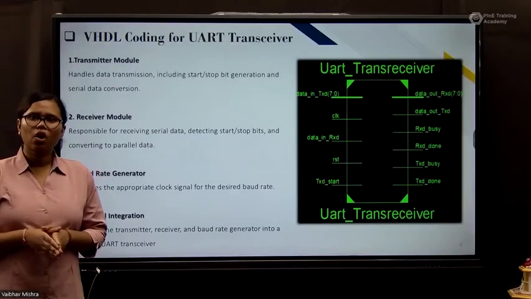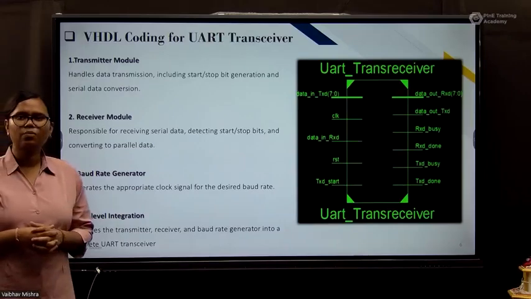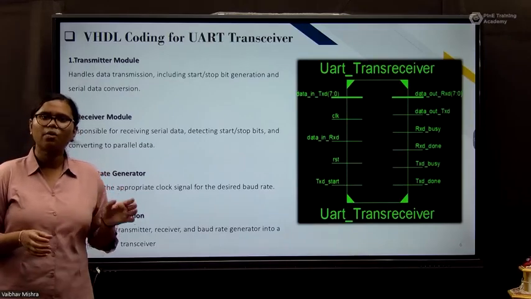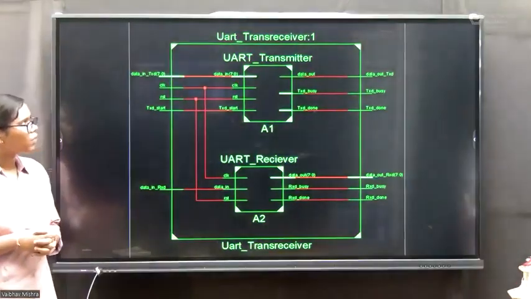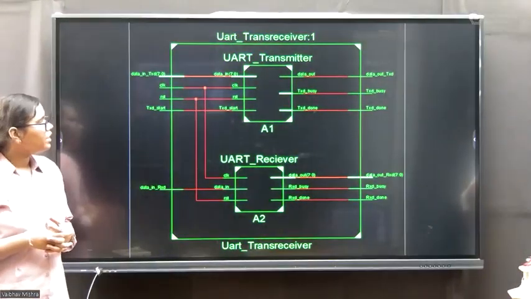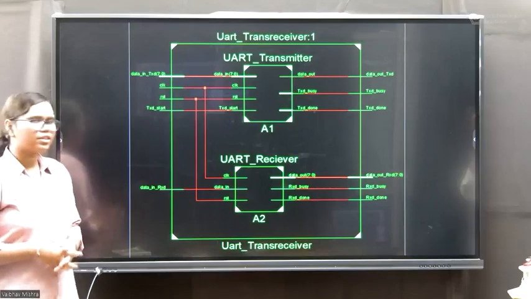It generates the clock signal for the desired baud rate. Now the fourth module is top-level integration. In this module, we are combining all these three modules in a single code. Now we can see the UART transceiver top view. In this top view, we have two modules, UART transmitter and UART receiver.